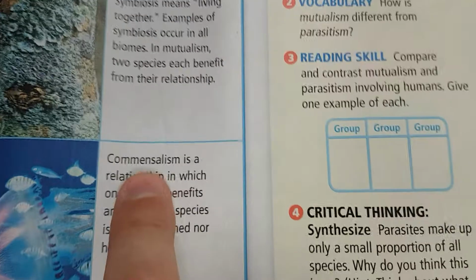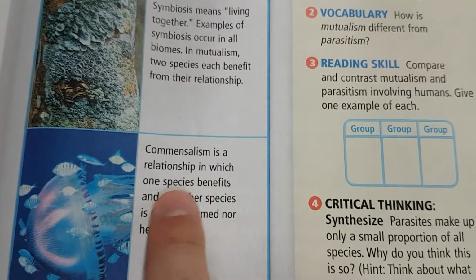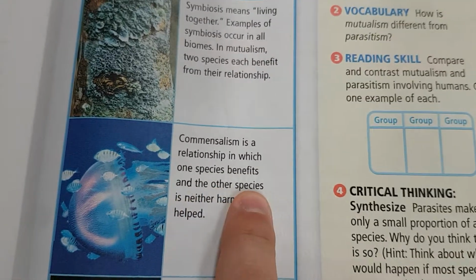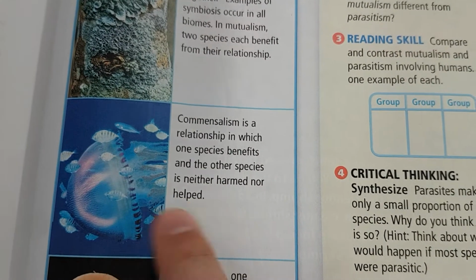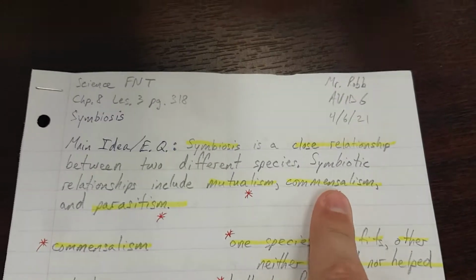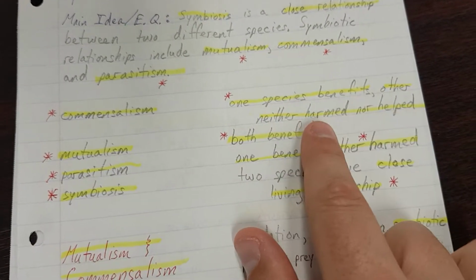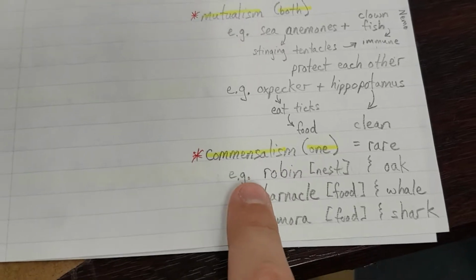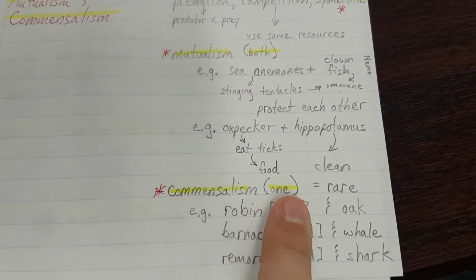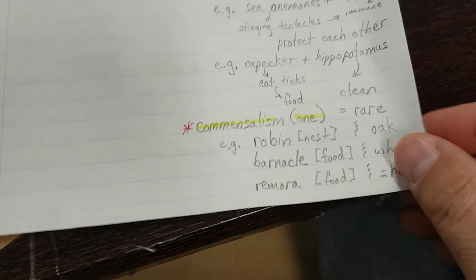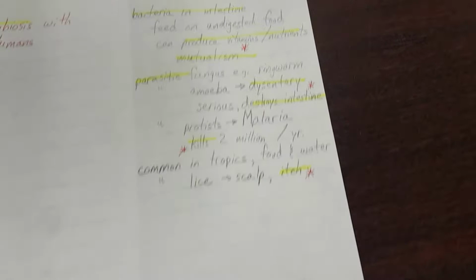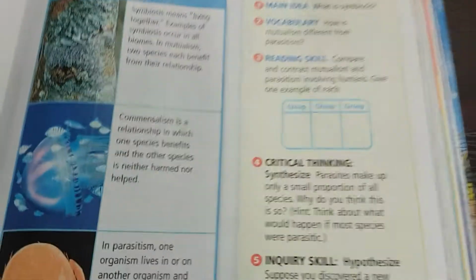Okay. Commensalism is a relationship in which one species benefits and the other species is neither harmed nor helped. Commensalism. One species benefits, other neither harmed nor helped. Commensalism 1, because only one benefits. There's examples we can use in our paragraph. Parasites, parasites, parasites, and nothing over here was commensalism, okay?